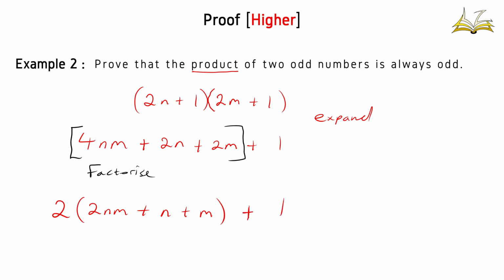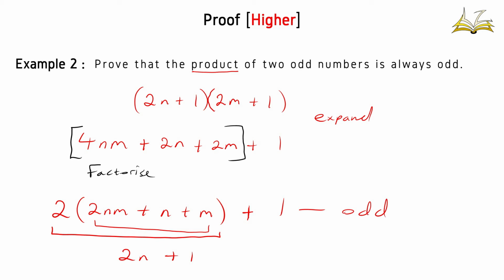And this whole thing is odd, because if you look closely at this bit, 2 open bracket 2nm plus n plus m, right? It looks something like this, 2n. This bit inside is just an integer, which is n, and then we're adding 1. So therefore, this whole expression we have now is our answer, and it's odd because we have 2 multiplied by the brackets, which is even, plus 1, which is odd, which gives you an odd.